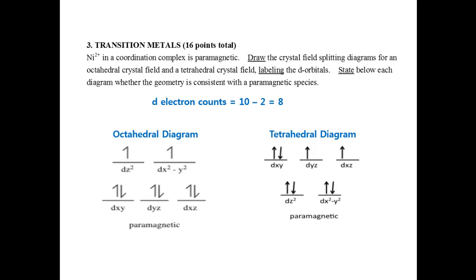As a side note, when you draw a tetrahedral diagram, notice that you always have a high spin system, regardless of the ligand. So when you have a tetrahedral ligand field, you don't worry whether a ligand is high spin or low spin. You always have a high spin system.